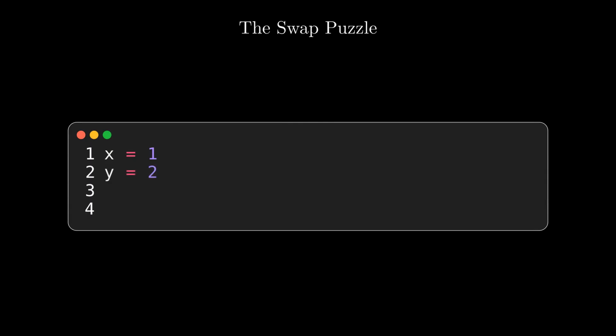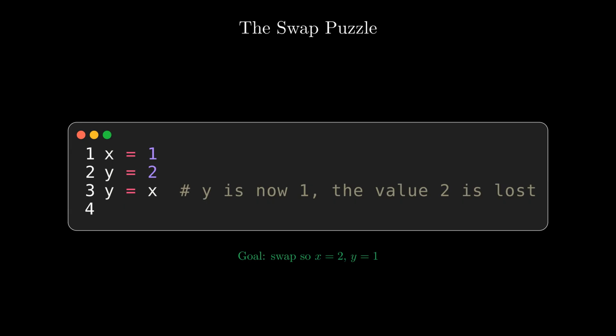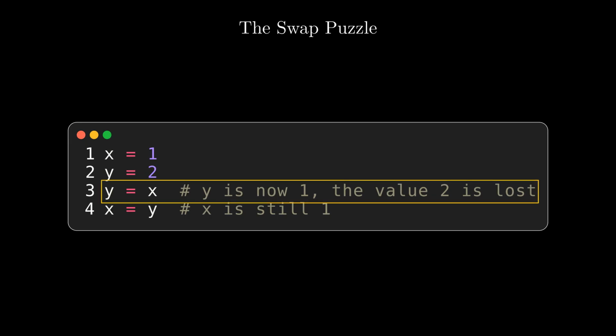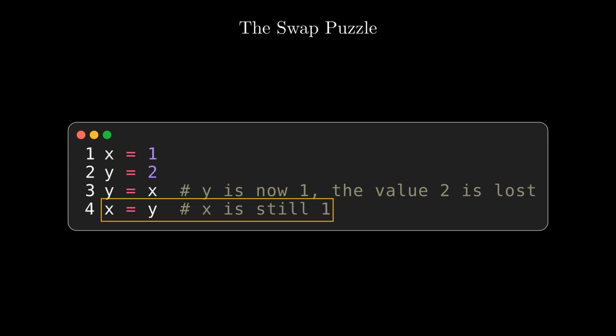Suppose x is set to 1 and y is set to 2. We want to swap them, so x ends up as 2 and y ends up as 1. Naive attempt, y is set to x, then x is set to y. Walk through it carefully. Line 1, evaluate the right side, x is 1, so y is rebound to 1. But the value 2, where did it go? Nothing's holding it. It's lost. Line 2, x is set to y, which is now 1, so x stays at 1. Both variables end up as 1. The 2 has vanished entirely.